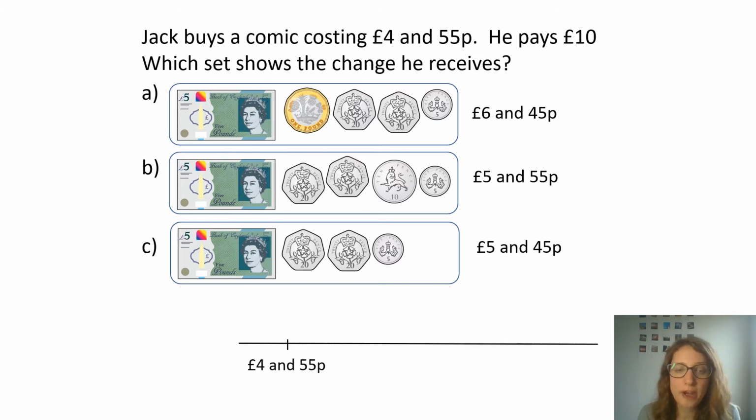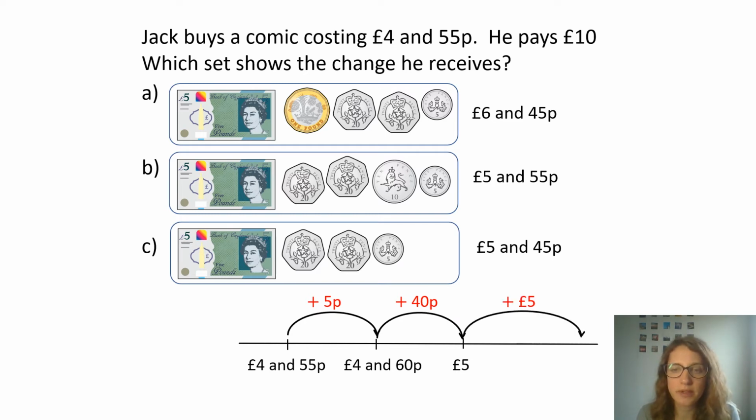Okay, so I'm going to use a number line to help me. I'm going to put £4.55 and I'm going to be counting on until I get to £10. So first thing I'm going to do, I am going to jump up to a nice even number, easier to use rather than better. Okay, so £4.55, add 5p, takes me to £4.60. I can then add 40 pence to that, which will take me to £5. Now I'm on £5, I could do a big jump. I can add the remaining £5 there, and that takes me to a total of 10.